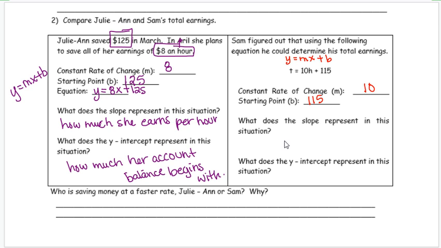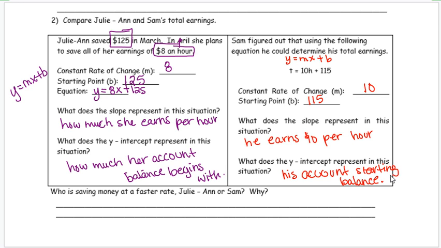So what does this mean? The slope means he earns $10 per hour. That's how much he earns per hour. What does the y-intercept represent? His account starting balance. So that's how much he already has in his account.